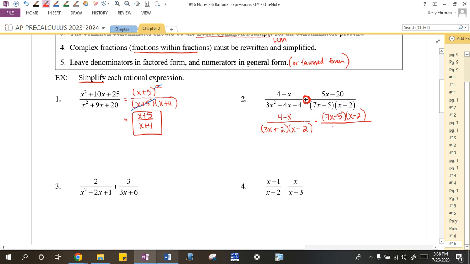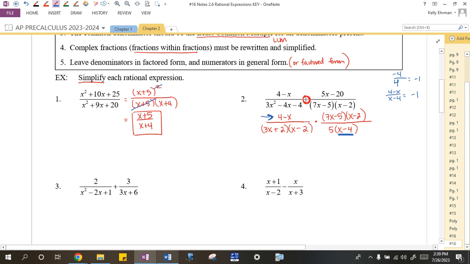5x minus 20, you can factor a 5 out of that. All right, and I want to point out one more thing. 4 minus x and x minus 4. I want to be able to reduce as much as possible. If I left you with the fraction 4 over negative 4, let's do that. You would not just leave it like that. You would divide that to negative 1. Well, if we have 4 minus x over x minus 4, that's also always going to divide out to negative 1.